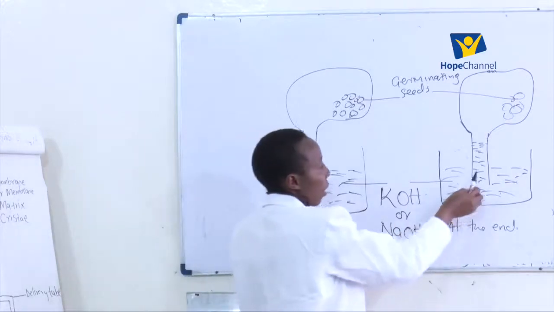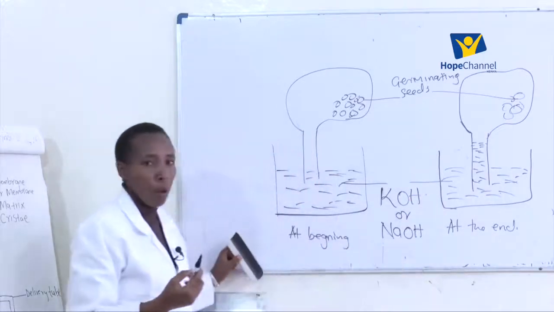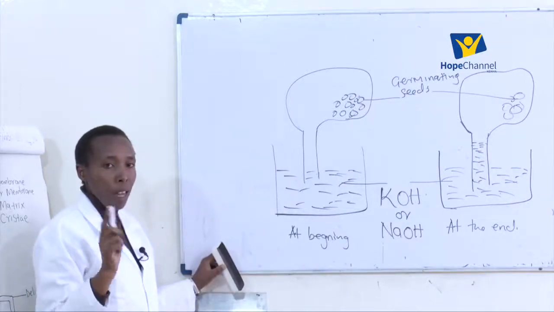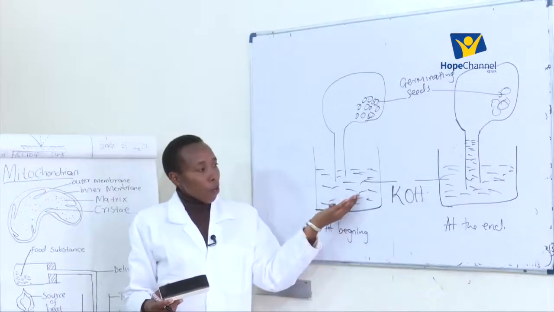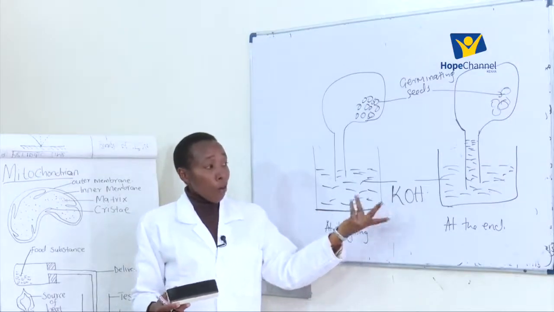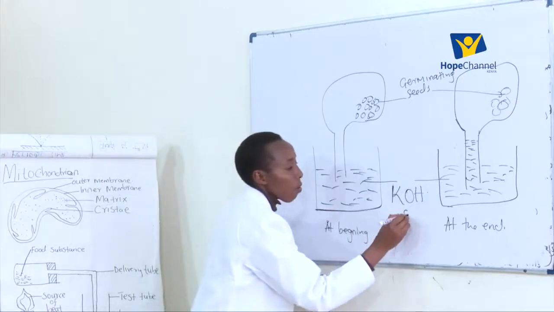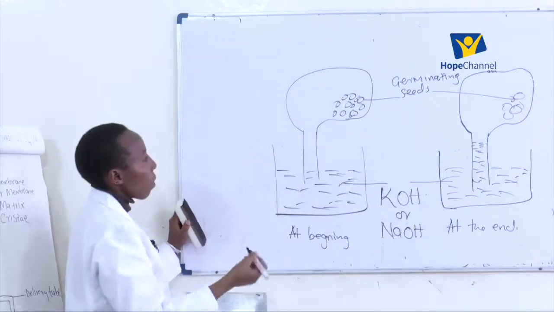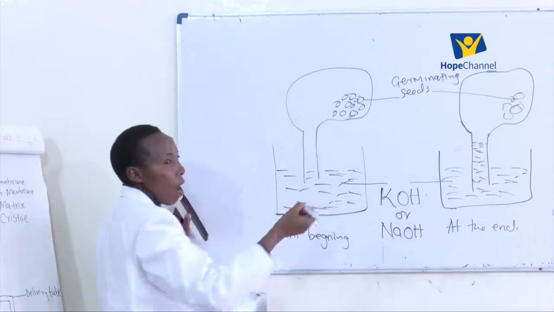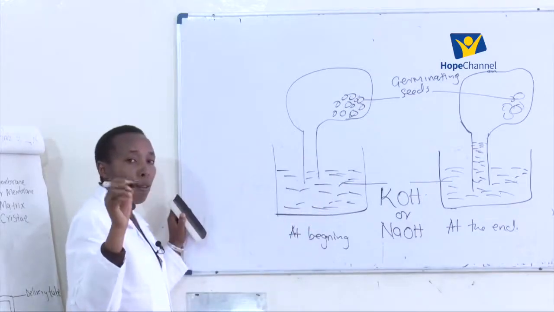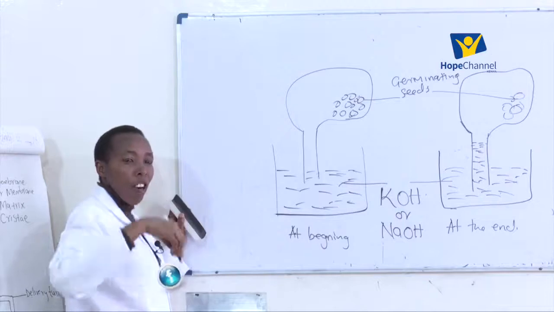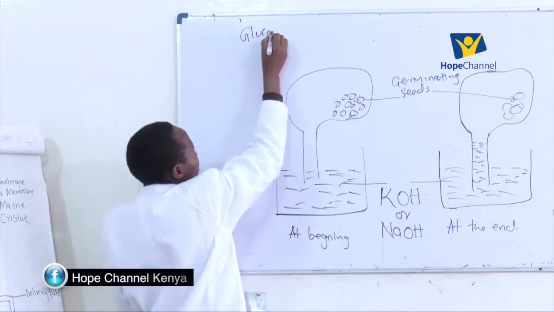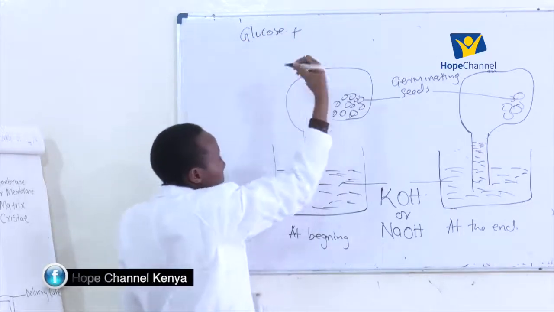But on the other side, the level has risen up. What do you think has happened? The level has increased on the other side. It means something is happening. Now, when the seeds are germinating, what happens? They undergo respiration. And when they undergo respiration, I want to believe in the seeds we have food that is stored in form of starch. But now the starch is being oxidized into glucose. So I want to believe that glucose is being oxidized, of course, in presence of oxygen.